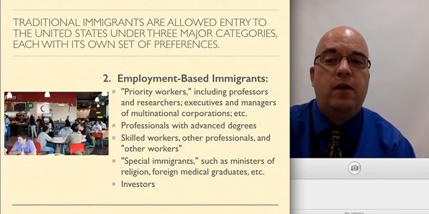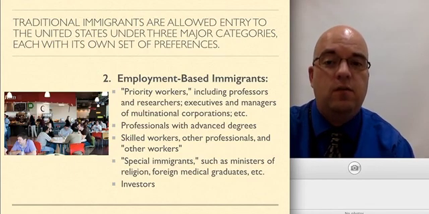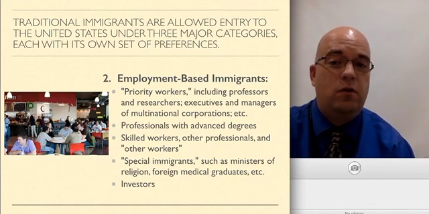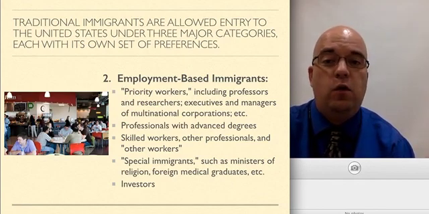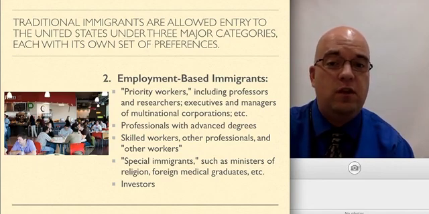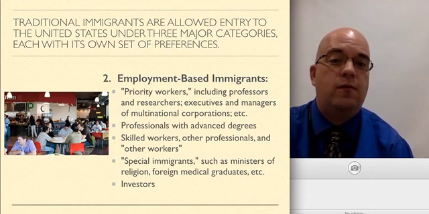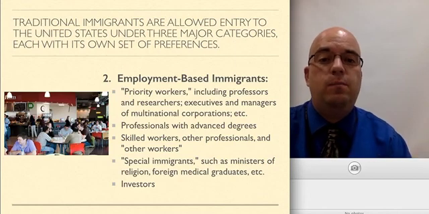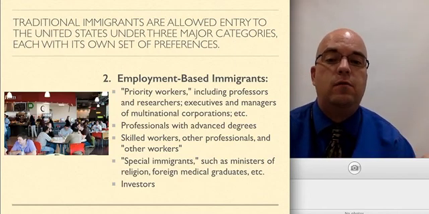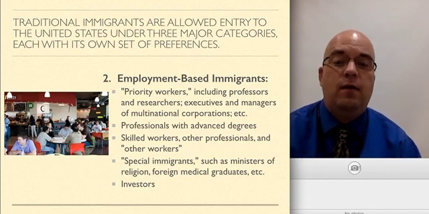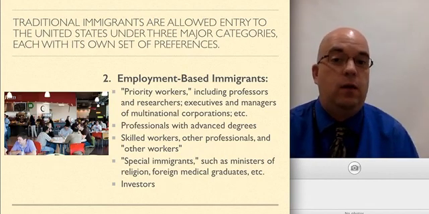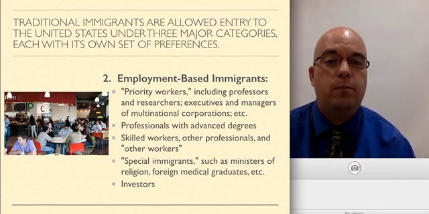The second most common category for immigration is what's called employment-based immigrants. These are quote-unquote priority workers. These are people that are in high need and high demand in the U.S. workforce. They can include things like researchers and professors at universities, executives and managers of multinational corporations. There's a lot of companies that do business in places around the world. They have offices in Hong Kong, they have offices in New York, offices in London, and so oftentimes these managers who work in these big multinational companies will need to work in the U.S. for a time period, so they can apply for a visa and get a work permit to live and work in the U.S.